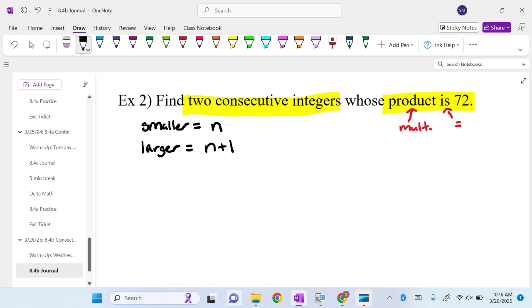Now, if we're going to set up an equation to represent the product of these two integers, how would I use the n and the n plus 1 to set up my equation? If I'm finding the product of them, how would I write it?